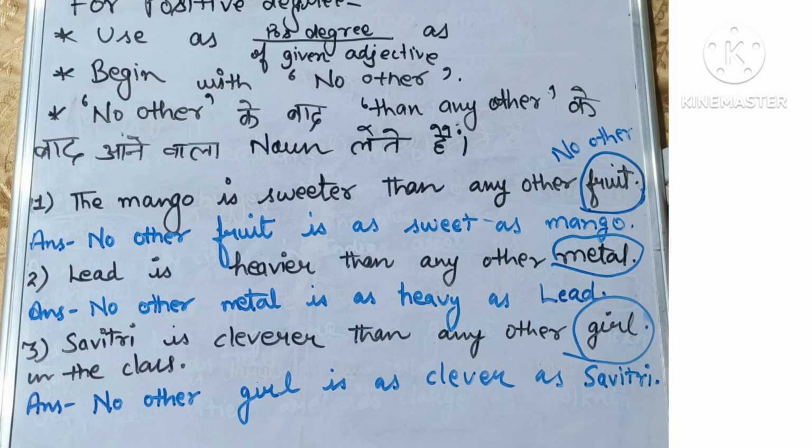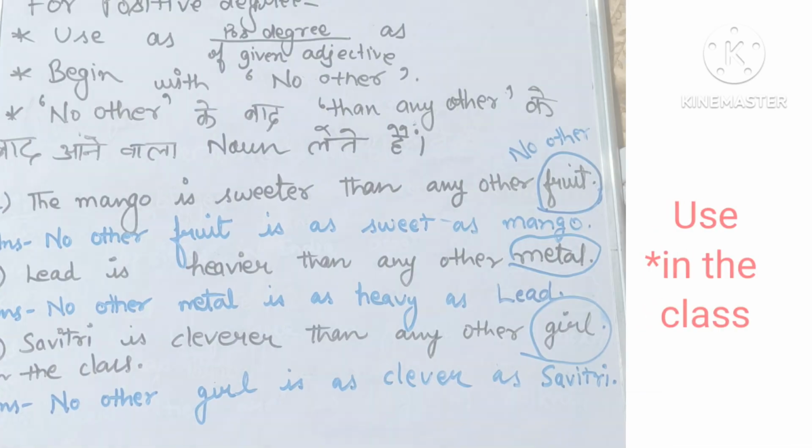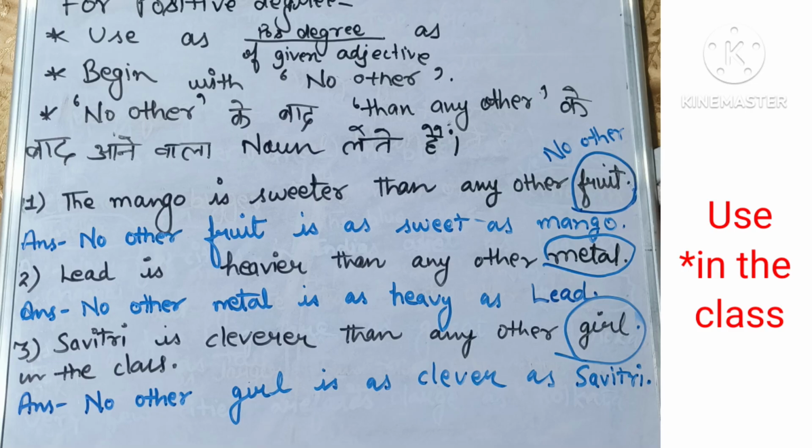Next is, lead is heavier than any other metal. So we have to take no other in the beginning, no other. And what do we take after no other? Whatever is given after than any other. Here it is metal. No other metal. Then is, we will take as heavy as lead. And for sentence number 3, Savitri is cleverer than any other girl in the class. So what will we do here? No other girl, so no other girl in the class. Just write in the class yourself, I have not written it there. No other girl in the class is as clever as Savitri.